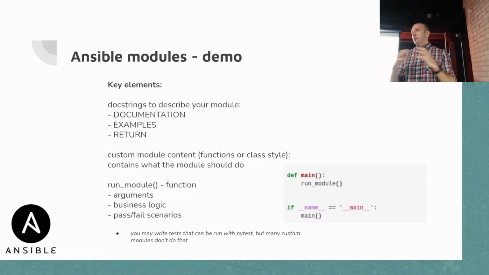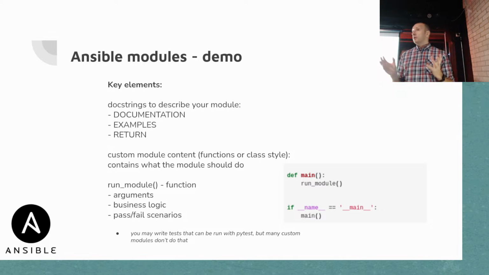After that comes your custom module content, which you can write in a pure functional style, so just a range of functions, and then you invoke those functions in your run module function, or you can write it more in an OOP style, and you can create classes. In some cases, if you have more complex classes, then you would separate them, and there's a module utils library, and then you would create your classes there, and then import the class into your Ansible module Python file.